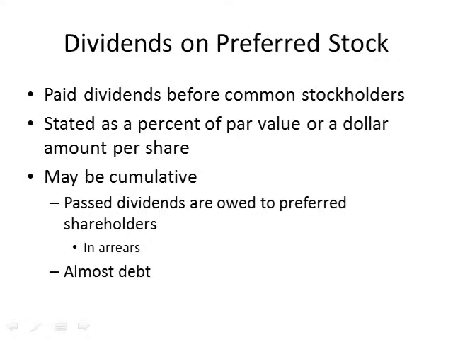This is called passing the dividend, and the past dividends are said to be in arrears. The owners of cumulative preferred stock must receive all dividends in arrears plus the current year's dividend before any dividends go to the common shareholders. In this sense, cumulative dividends almost take on the flavor of accrued interest on long-term debt, but not quite.